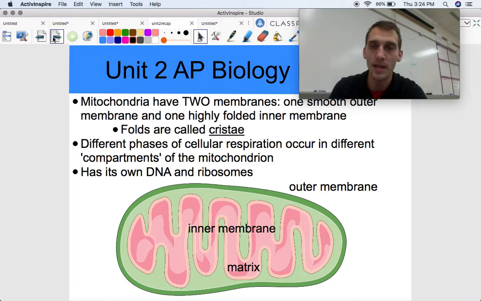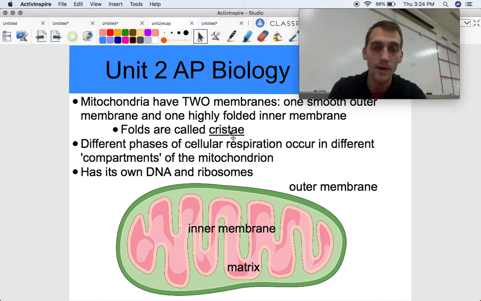These folds provide surface area, and we're going to talk about that in a sec, surface area for reactions to occur. Different phases of cellular respiration, which is what the mitochondria does, making ATP using glucose and oxygen, occur in different compartments of the mitochondria. So when we talk about cellular respiration in Unit 3, that's going to come back in a big way.